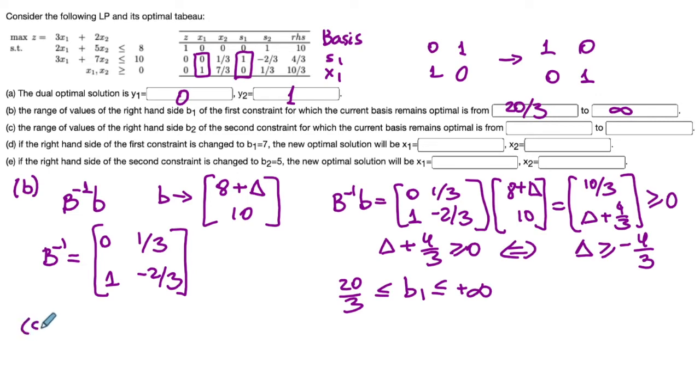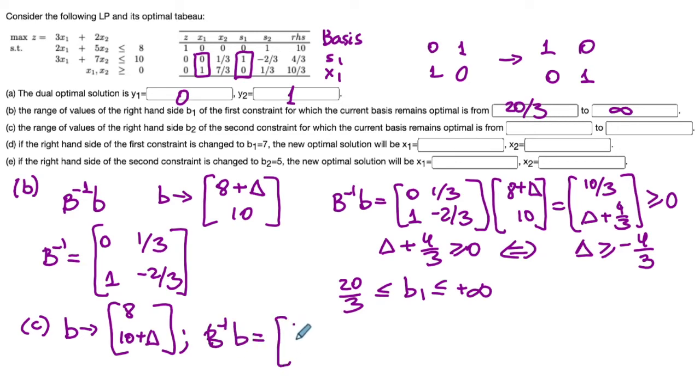Then for part C, we need to determine the range of values for the right hand side B2 of the second constraint for which the current basis remains optimal. So in this case, instead of 8 plus delta for the first entry, we'll have 10 plus delta for the second. And we have b becomes 8, 10 plus delta. And then B inverse times b is going to be 0, 1/3, 1, negative 2/3, times 8, 10 plus delta.